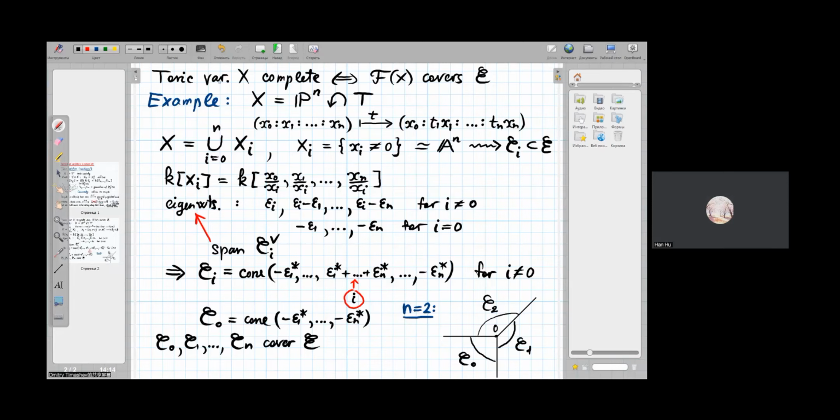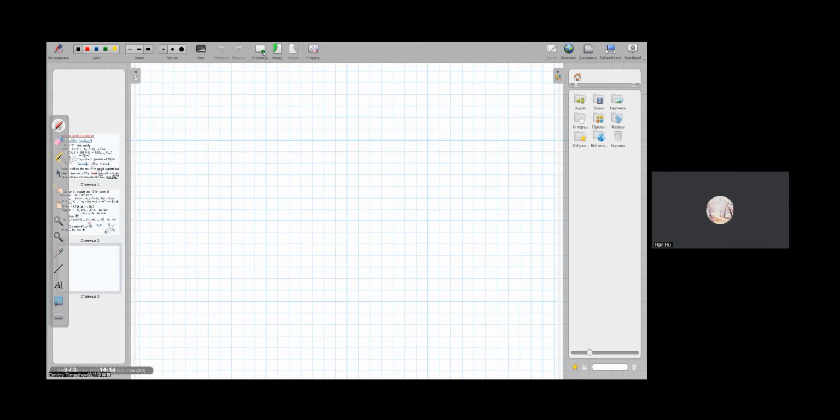Maybe I just give you a couple of references. If you are interested in toric varieties especially, then maybe some good references for you will be the following. References.